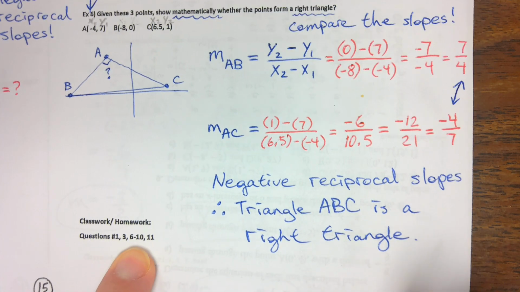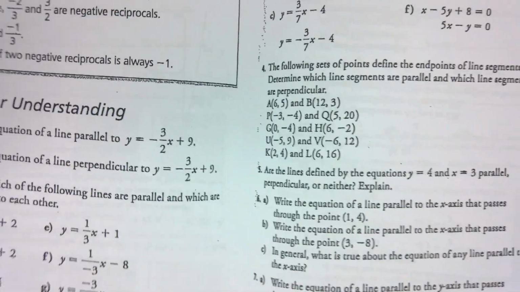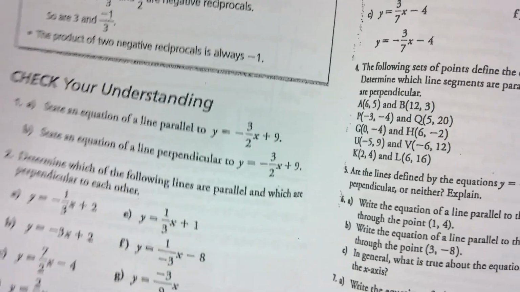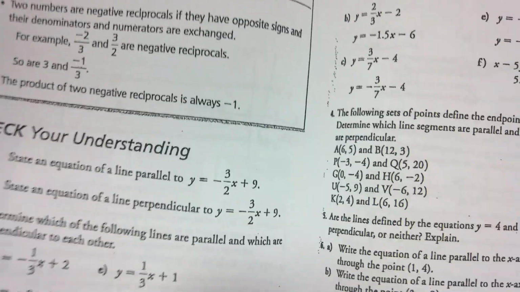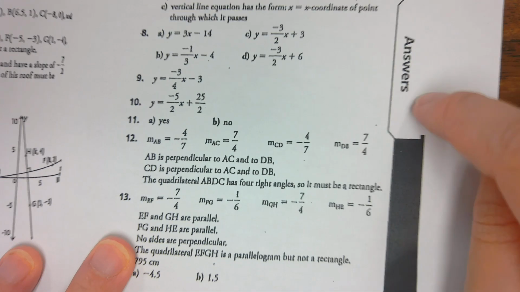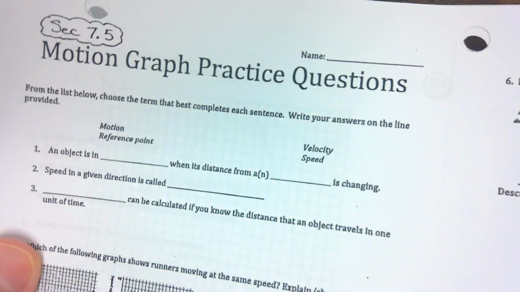So your homework tonight is these questions right here. Not every single question. So 1, 3, 6 to 10, and 11 on the next few pages. So you don't have to do every single question. Take a look to see which ones you have to do. And again, answers are on page 20 for you to check. Tomorrow we will do the last part to finish off this. We'll finish off the package tomorrow.